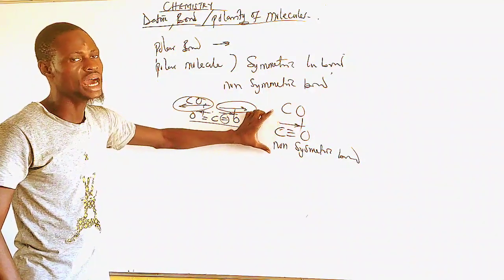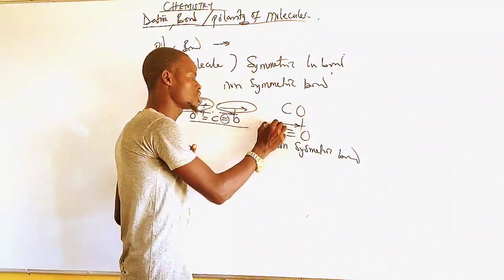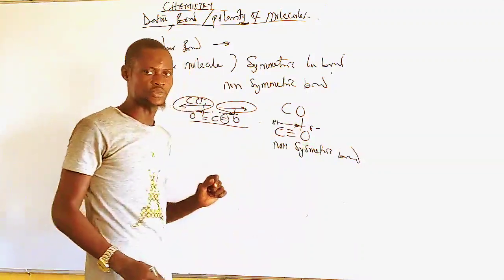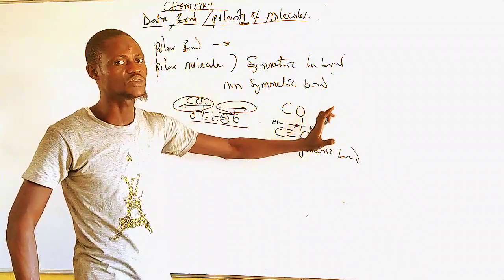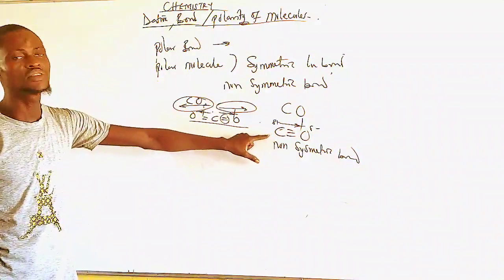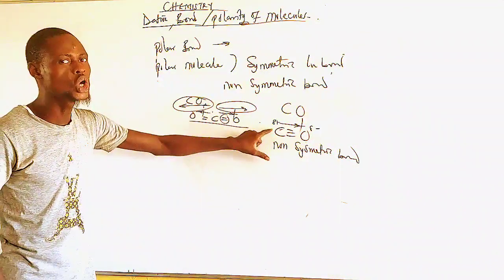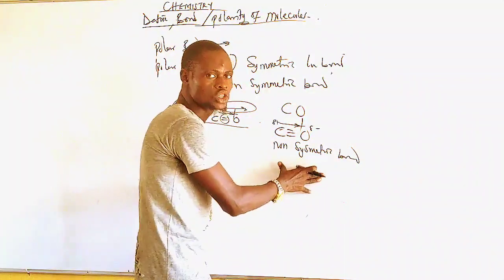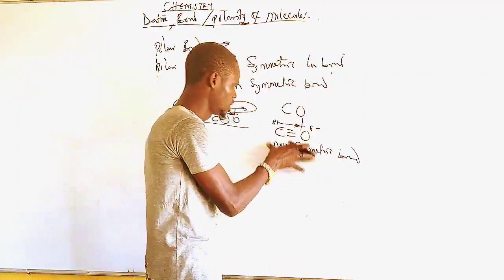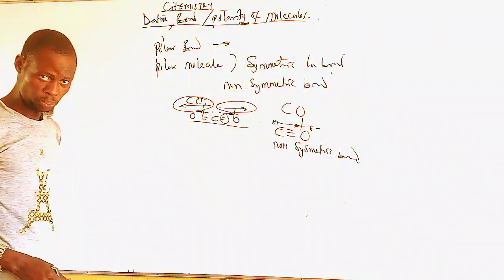So it simply means it will have what? One-sided positive and one-sided negative. Why? All the electrons have been packed towards oxygen due to its high electronegativity, leaving what? Carbon with no electron. Altogether, so this is a non-symmetric bond. So because of the non-symmetric nature of the bond, the molecule is polar.